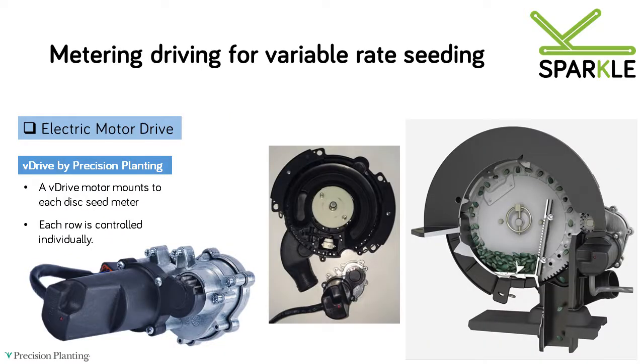This is an example of an electric motor drive. V-drive is a 12-volt electric drive. The motor is mounted directly on its meter housing and drives the seed disc by pinions. V-drive removes high-maintenance items such as chains, sprockets, and head shafts from the planter, while also eliminating the need for row clutches and hydraulic drives.